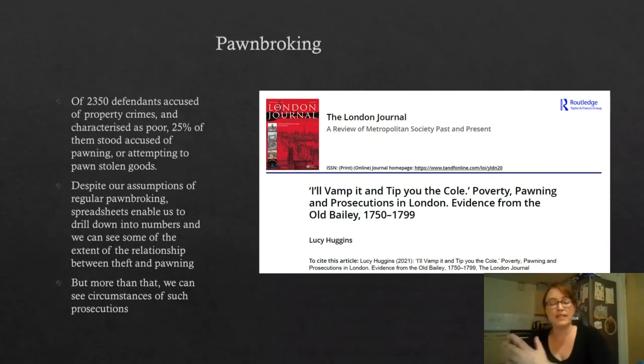And this is my most recent article, and this is an output that's purely based on spreadsheet work. So of those 2,350 defendants that were accused of property crimes and characterised as poor, a quarter of them stood accused of pawning or attempting to pawn stolen goods. And this is an extraordinary finding. We know that people pawn things. We assume the link to criminality, but we've not been able to drill down into those numbers. A spreadsheet made of quantitative data, drawn from qualitative reading of the evidence, enables us to do that. And we can see some of the extent of this relationship.